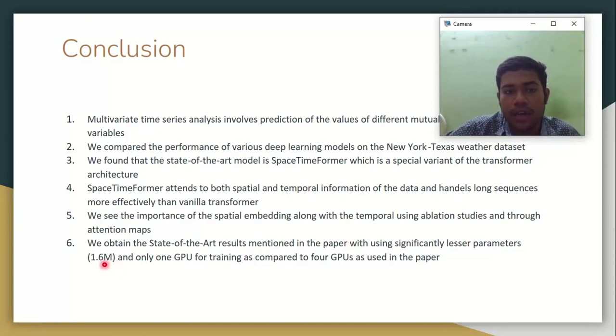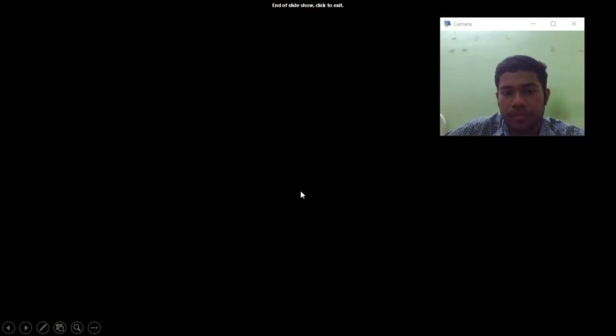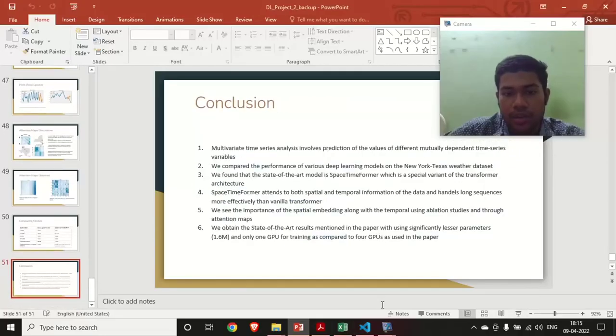The original parameters will be about 3.4 million, but we only experimented with a smaller version of the architecture and only used one GPU, whereas the proposed paper used 4 GPUs, and we are getting nearly the same results as was proposed in the paper, with lesser compute power and a smaller form of the model. So this is the conclusion from my side.